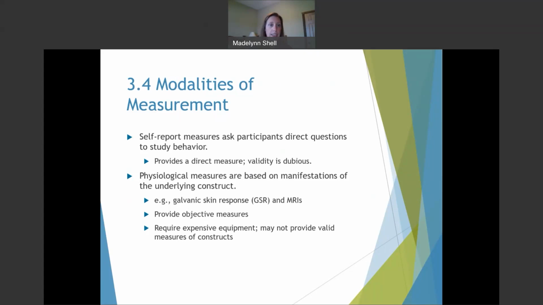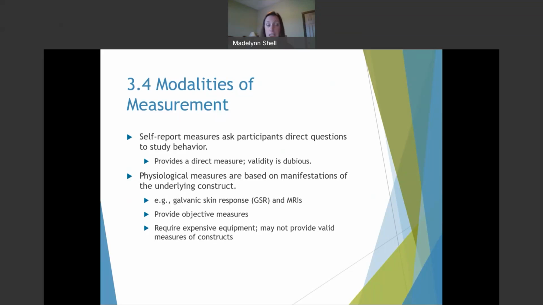Another aspect is the modality of measurement. Often there are multiple ways that we can operationally define a construct, and we can get the information from different methodologies and modes of measurement. For our final project, we're going to be using, I think, pretty much exclusively self-report, where we ask participants direct questions to study behavior.